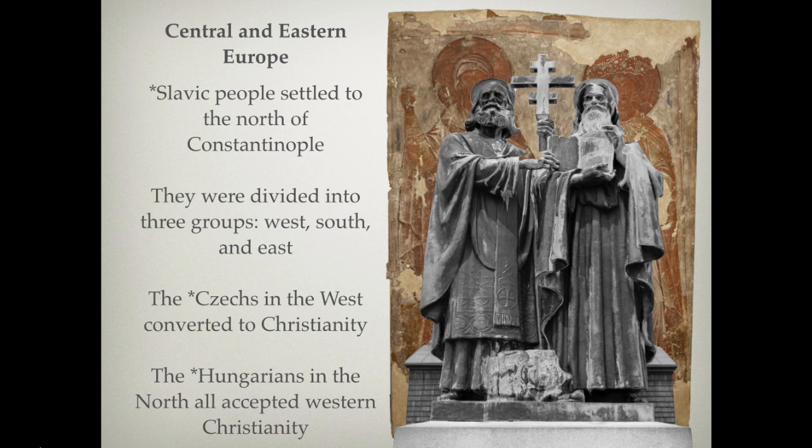Now, there was a group of people called the Slavic people. They had settled in the north of Constantinople. And they were really divided into three distinct groups with all the same real ethnicity: the Western Slavics, Southern, and Eastern Slavics. Now, in the West, a group emerged, the Czechs, and these Czech people in the West converted to Christianity, particularly to Roman Catholicism in the long run. Why? Because they're closest to the Roman papacy.